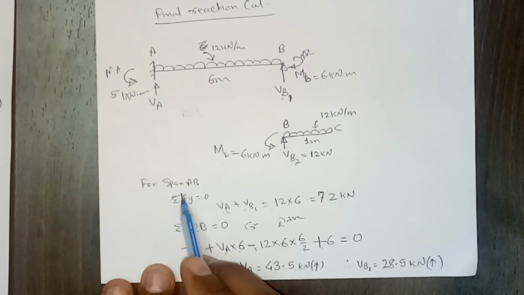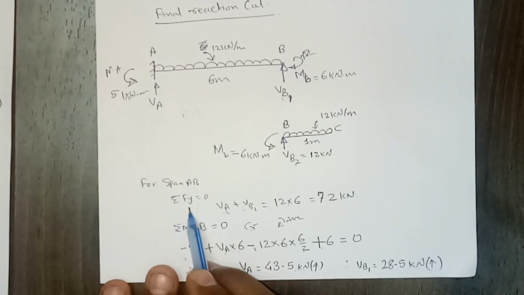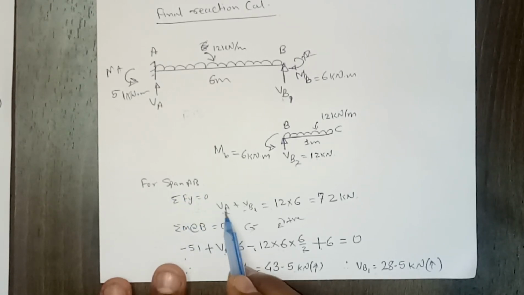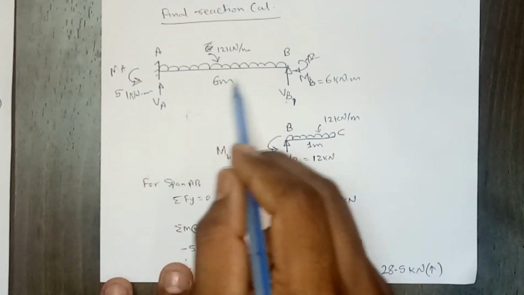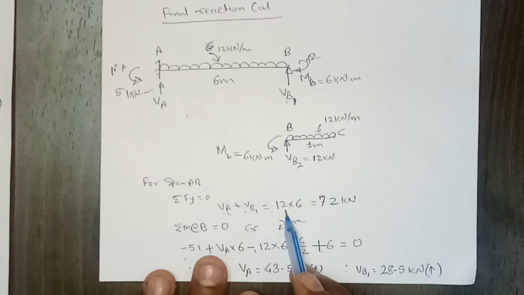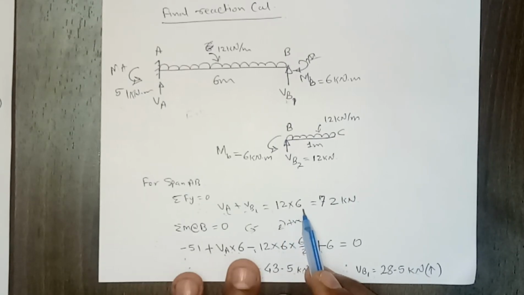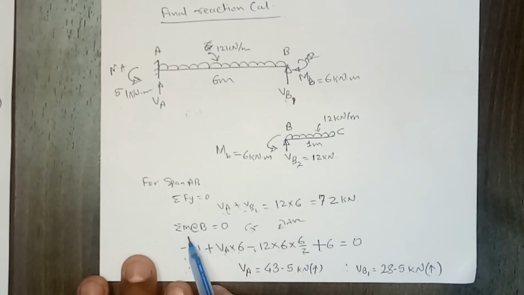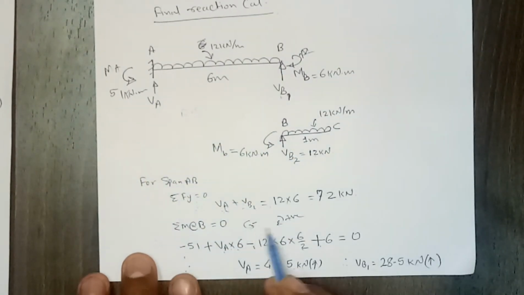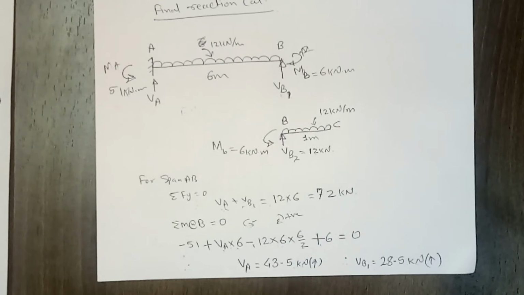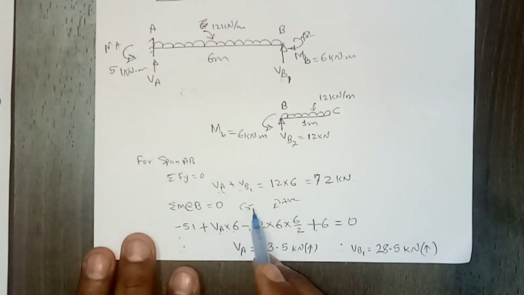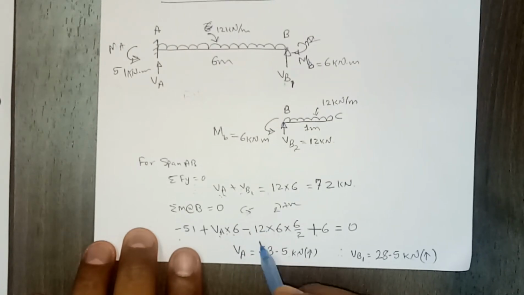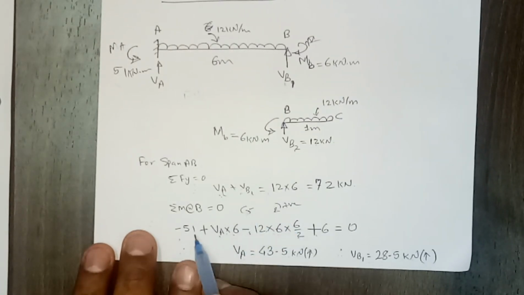If you use the condition of equilibrium for span AB, what we'll get is VA plus VB1 is equal to the total downward load, which is the load due to UDL. So 12 into 6 will be the total downward load, which is 72. Now we take a bending moment about point B, and for reaction calculation you are free to assume either clockwise or anti-clockwise, positive or negative. So here I am using anti-clockwise negative, clockwise positive.